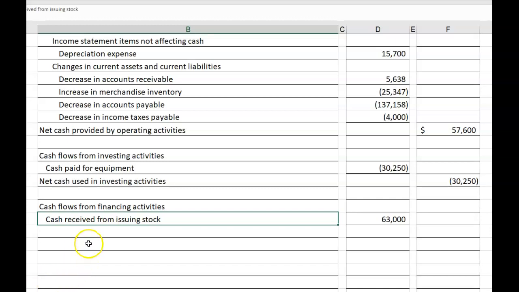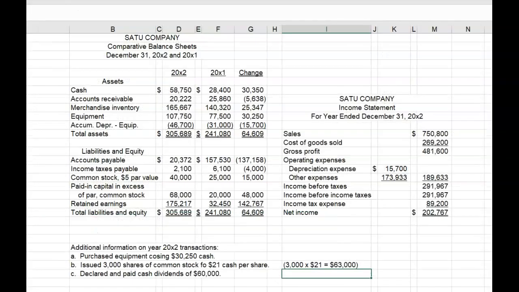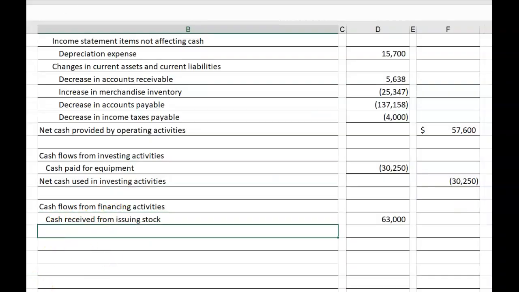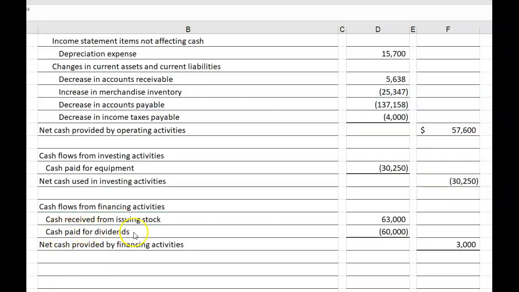Now, the other thing that typically affects equity is payment of dividends. So let's go check and see if we paid dividends. Now, I taught you how to calculate how much dividends were paid, but let's take a shortcut right now and take a look at dividends paid with cash, $60,000, and let's just use that number.